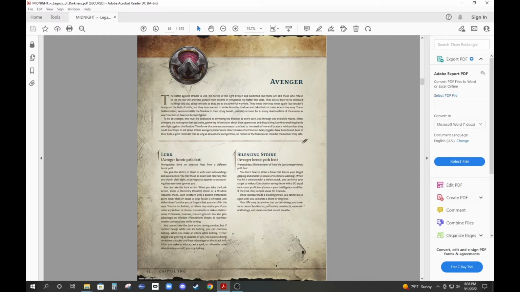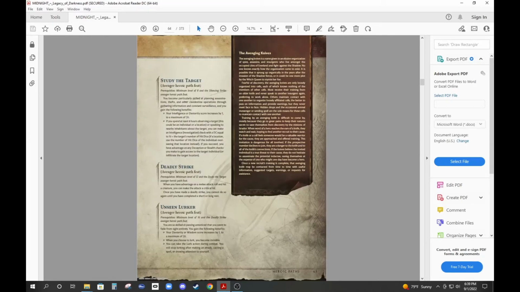So you have these Avengers. You think of an avenging spirit, but these are Avengers who are going after the shadow from their own shadows, as spies and possibly even assassins. And you have these feats that, as you follow them, you will see how it leans into this very specific type of hero. So there's the Lurk feat, and then Silencing Strike, Study the Target, Deadly Strike, and Unseen Lurker. And you will gain those feats at different levels as you play this very specific style of hero.